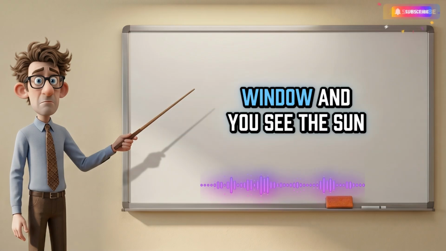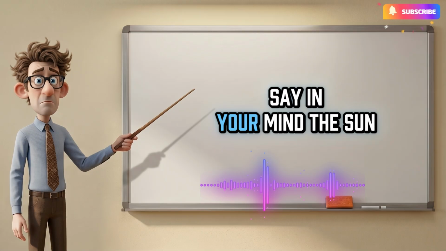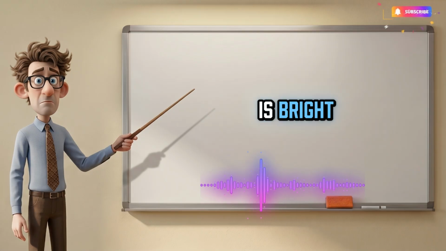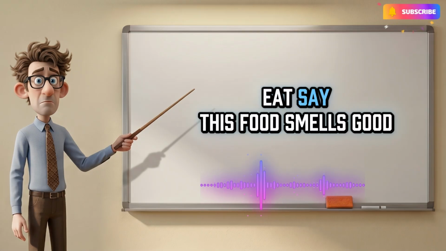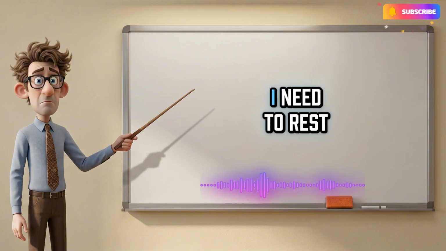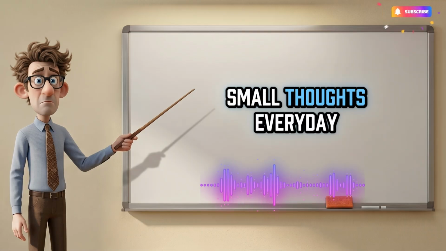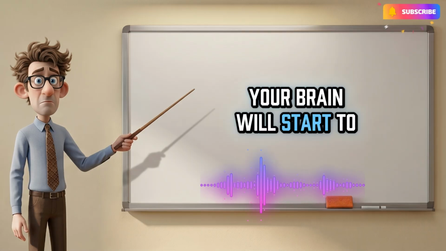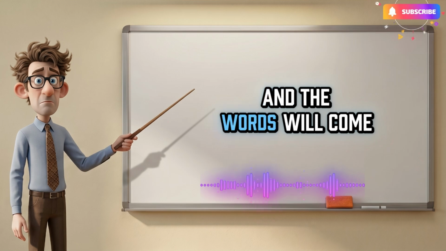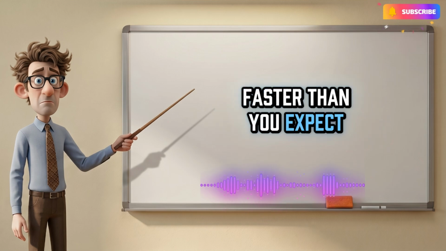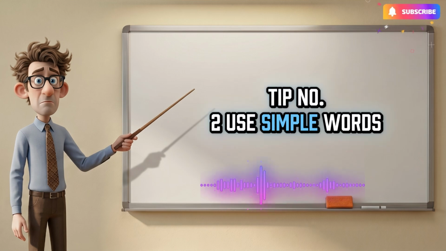When you look out the window and you see the sun, say in your mind, the sun is bright. When you sit down to eat, say, this food smells good. When you are tired, say, I need to rest. Small thoughts, every day. Your brain will start to get comfortable thinking in English and the words will come faster than you expect. Tip number 2, use simple words.